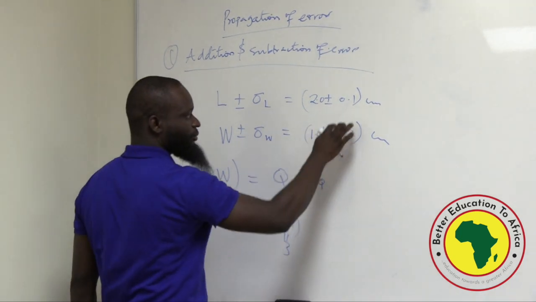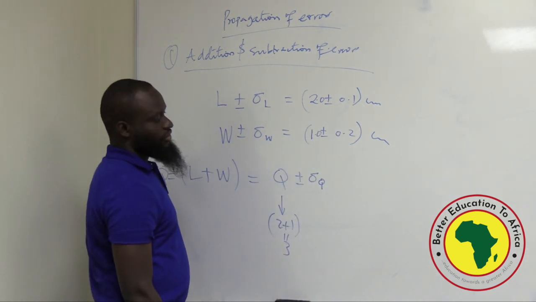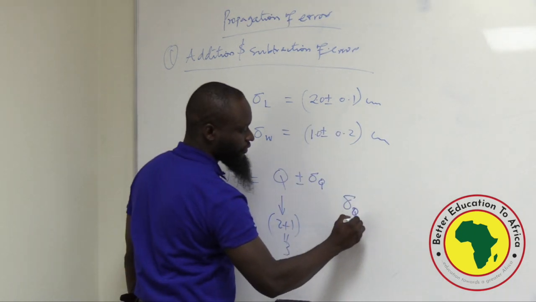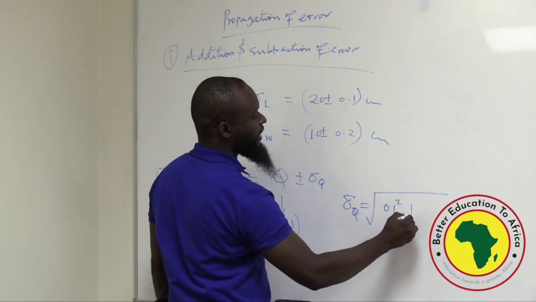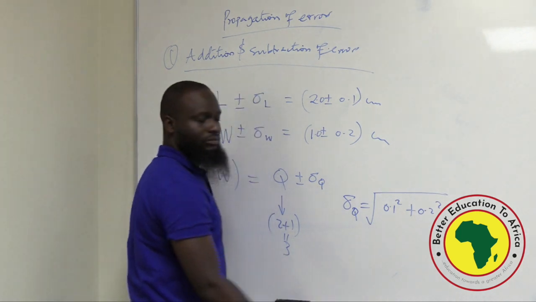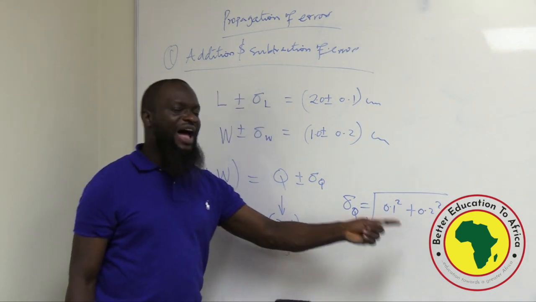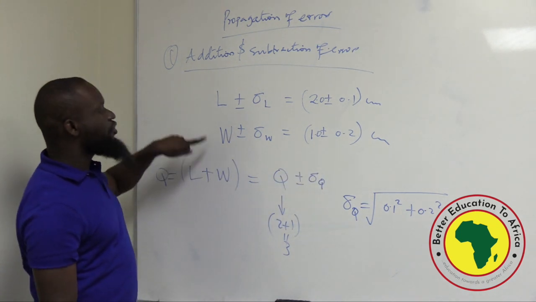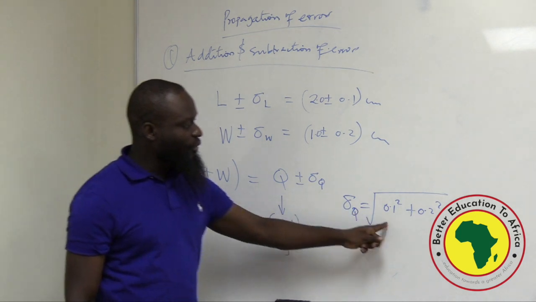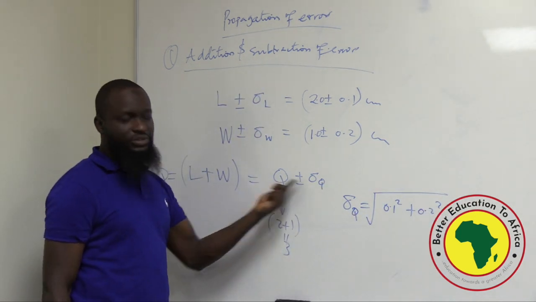Do I add this plus this, or subtract this from this? No. The error in Q is gotten from the sum of the squares, so it's the square root of 0.1 squared plus 0.2 squared. This is how we find error for addition. Even if I added something later, say L plus W plus another thing, I just square the error parts and sum them up together. It gives me the error I need to add to the sum.